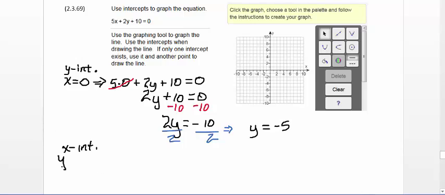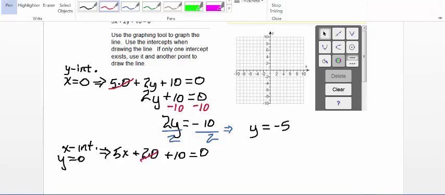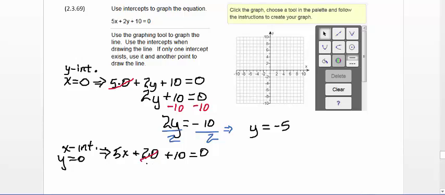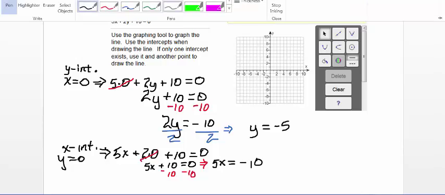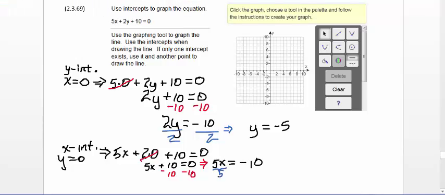Now I'm going to find the x-intercept by letting y equal to 0 and solving for x. So I get 5x plus 2 times 0 plus 10 equals 0. That's the same as 5x plus 10 equals 0, since 2 times 0 is simply 0. So I'm solving 5x plus 10 equals 0. I subtract 10 from both sides, and I get 5x equal negative 10. I divide both sides of the equation by 5, and I get x equals negative 2.